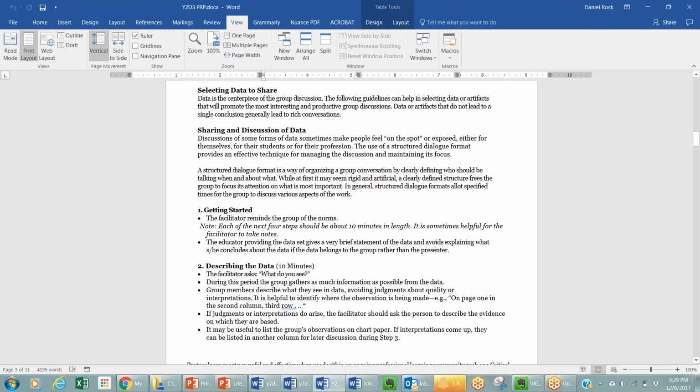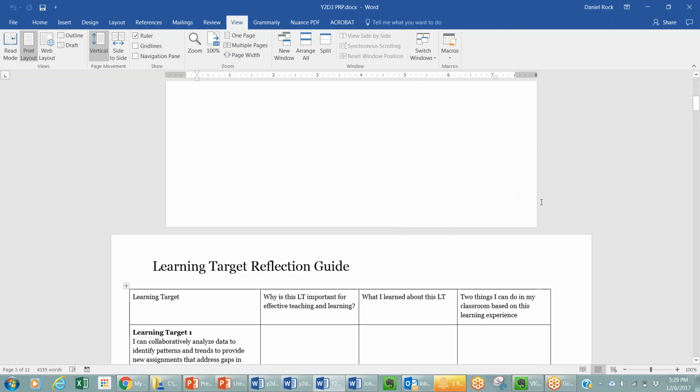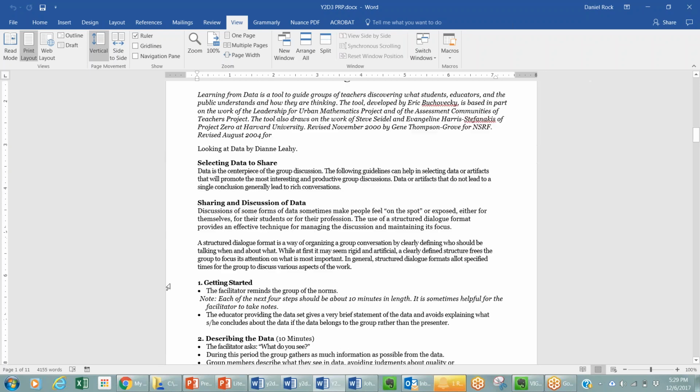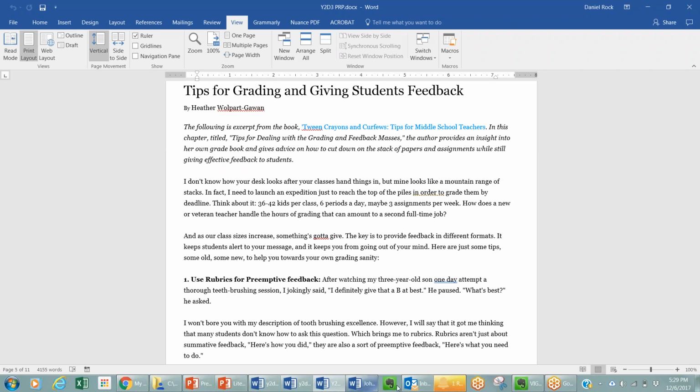Also, I forgot back here, we would take a minute to go back to our organizer, right? And think about, did we meet our target, right? What I learned about this LT, two things I can do in the classroom based on this learning experience.